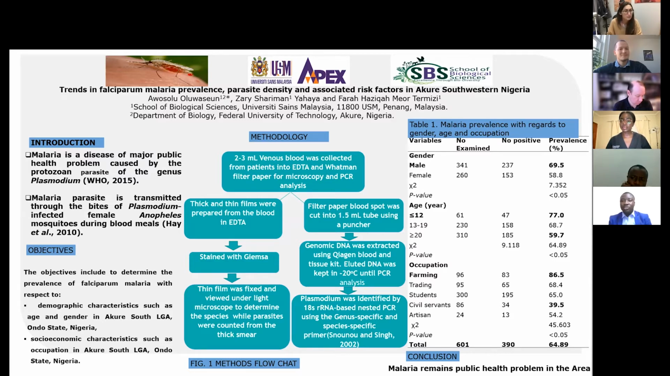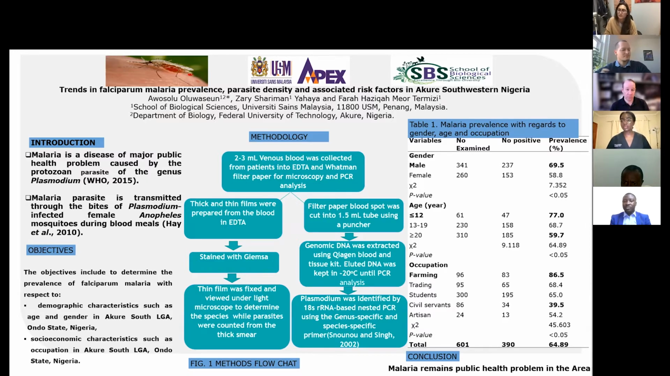And table 1 actually shows the result of malaria prevalence with regards to gender, age, and occupation. With regards to gender, male actually had the highest prevalence of 69.5%, which is higher than female. And also with regards to age group, less than or equal to 12 years of age, which are children, actually had the highest malaria prevalence of 77.0% compared to other age groups. And with regards to occupation, farming had the highest malaria prevalence of 86%. So all these are actually in line with many publications that have been published previously.